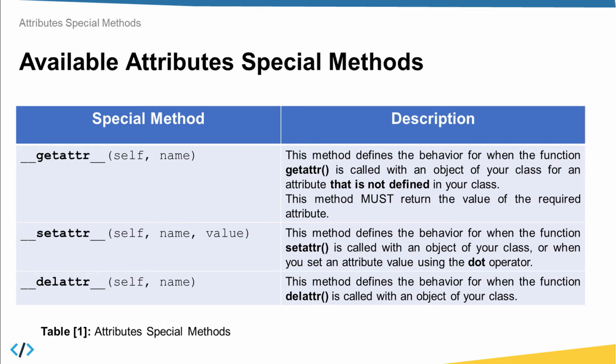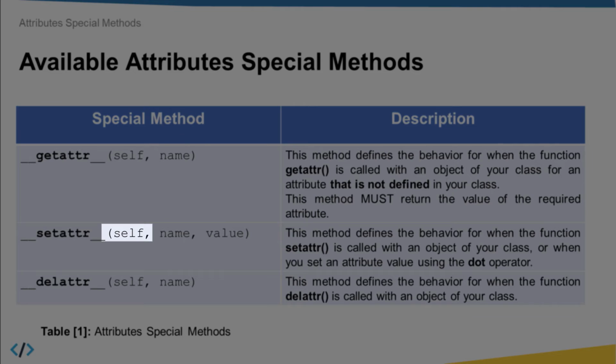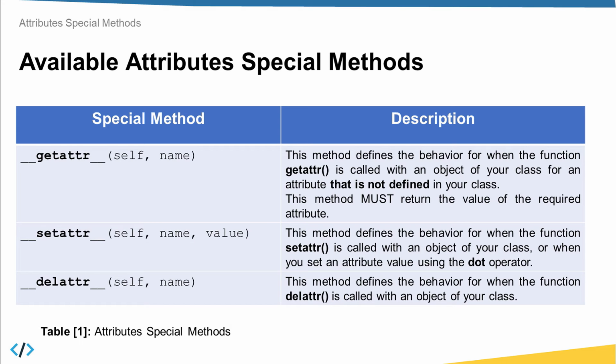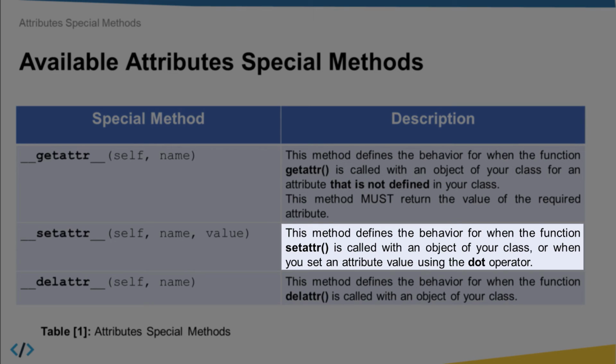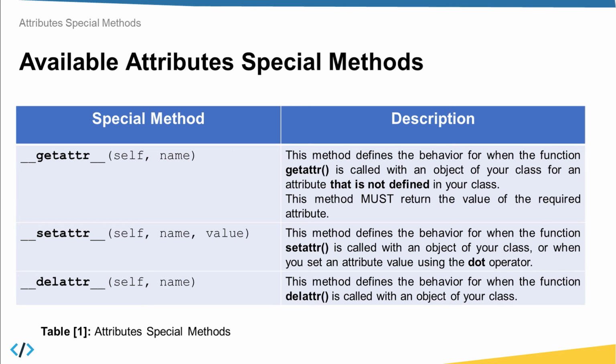The next method is __setattr__, and it takes three parameters, which are the object itself, the name of the attribute that we want to set, and the value. Actually, this method defines the behavior for when the function setattr is called with an object of your class in order to set a value for an attribute, or when we want to set an attribute value using the dot operator. So there are two cases here: with the dot operator and with the setattr function.